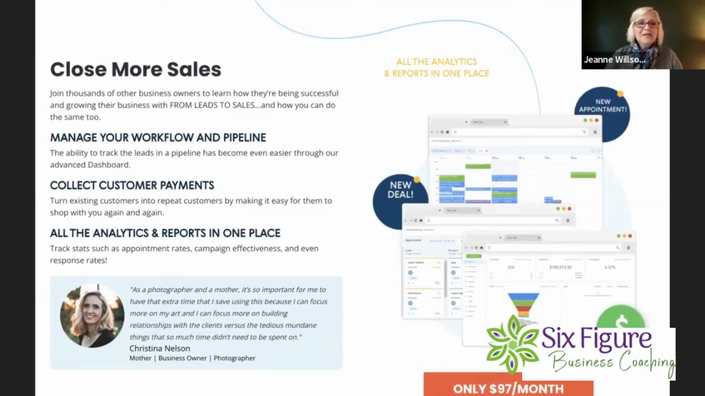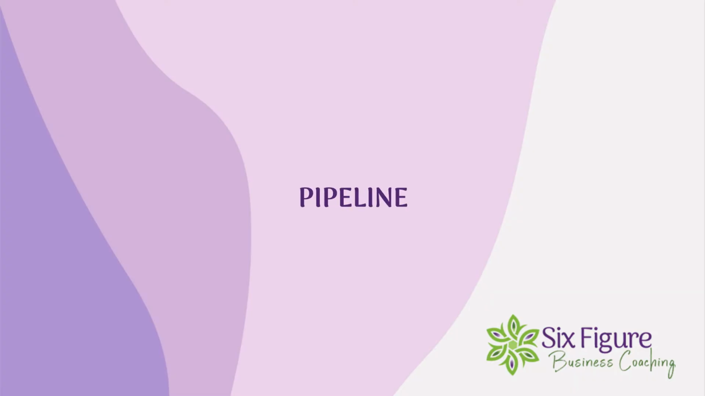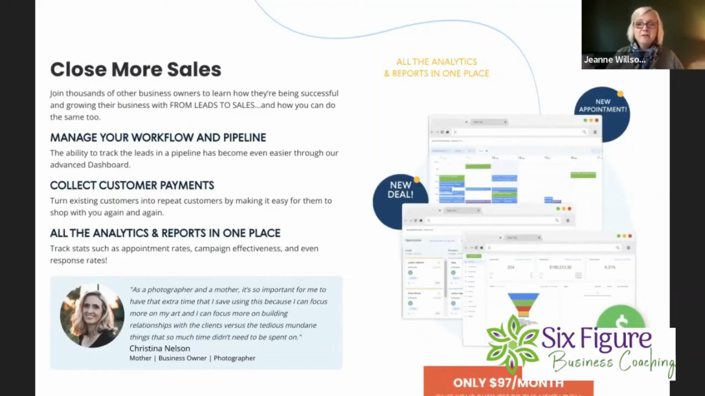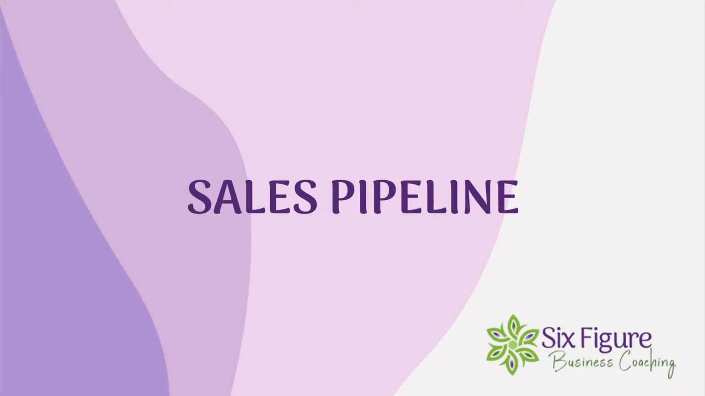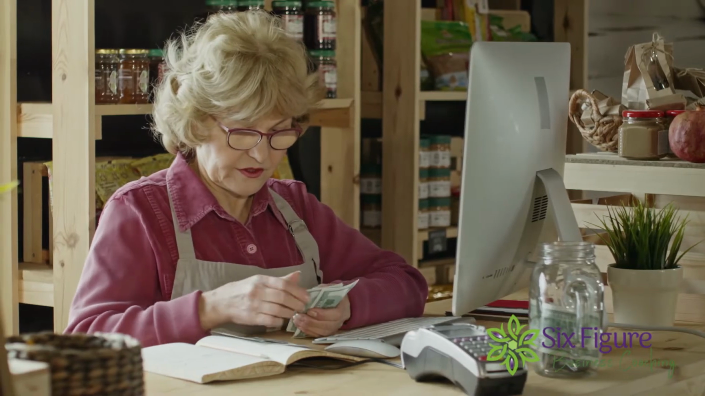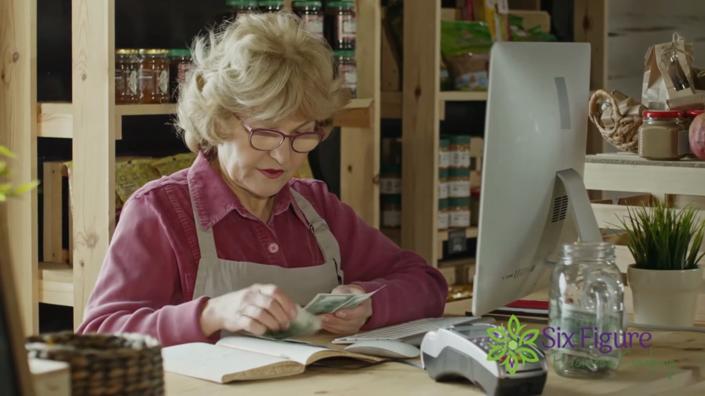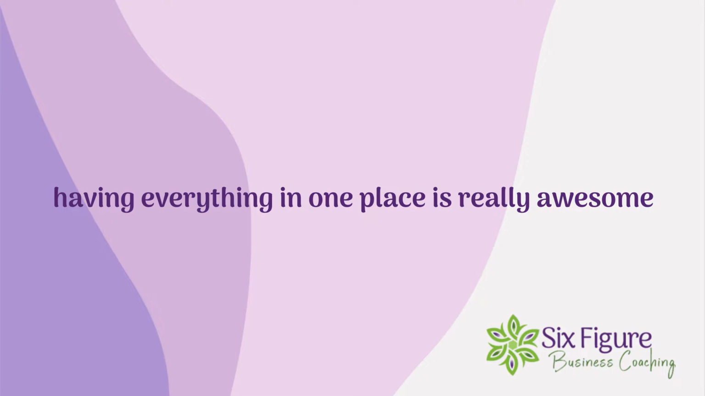We've got something in here called a pipeline. And in this case, we've got lots of different pipelines, but one of them is a sales pipeline. So a sales pipeline is really more on the sales side. If you own a business, you're wearing the marketing hat and the sales hat. So having everything in one place is really awesome.